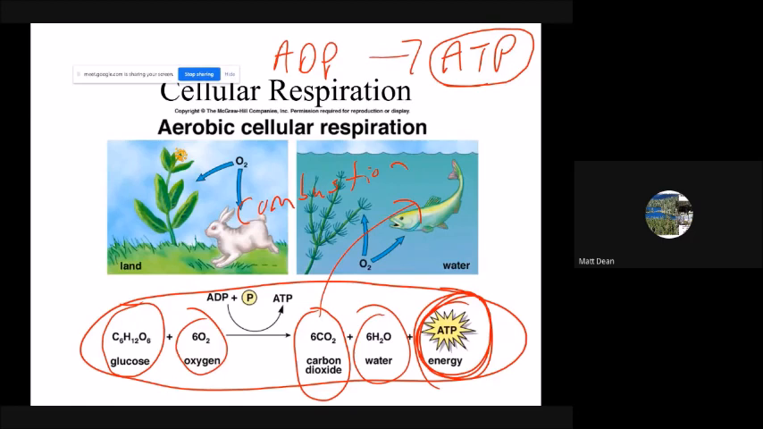So the purpose is to take energy from food, make ATP. The waste products are carbon dioxide and water. The reactants are sugar, glucose typically, and oxygen gas. Every living thing on Earth does some type of cell respiration.